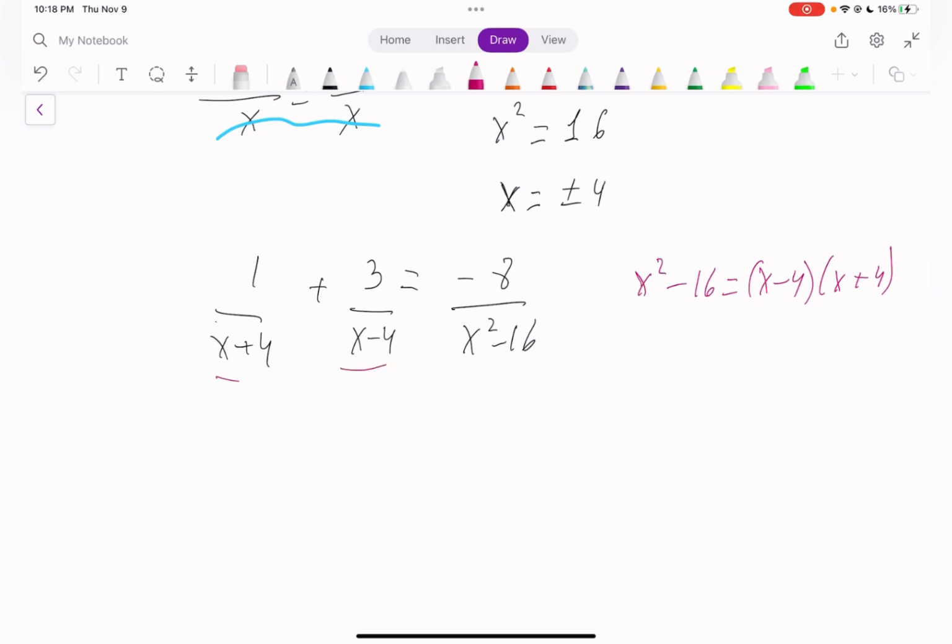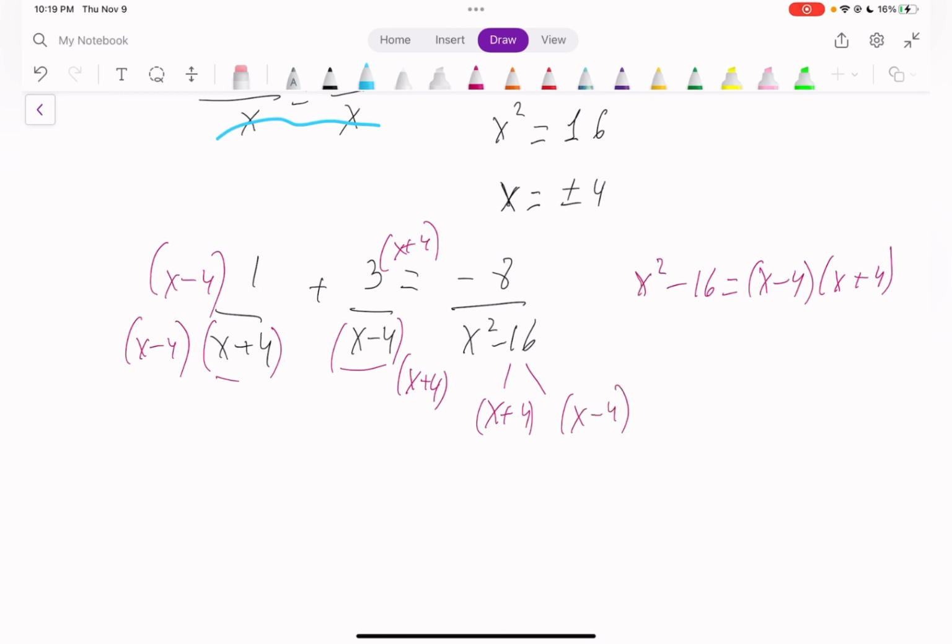Okay, let's do it. I have x plus 4. That means I have to multiply by x minus 4, correct? So here also x minus 4. Here I have x minus 4. That means I have to multiply by x plus 4, same for the 3. How nice. And x plus 4. Well, here I don't have to touch anything because I have both, x minus 4 and x plus 4. Correct?